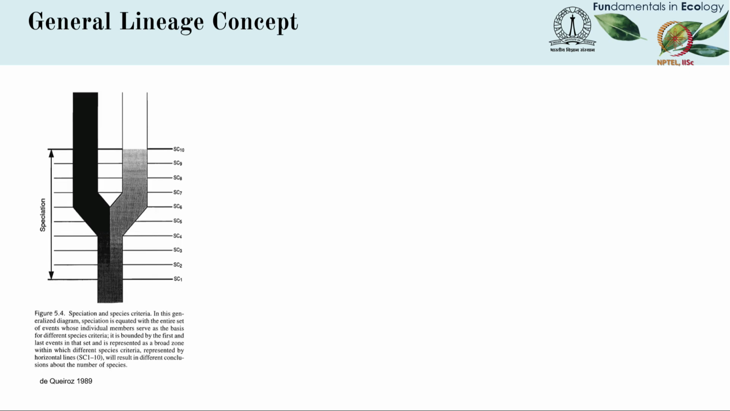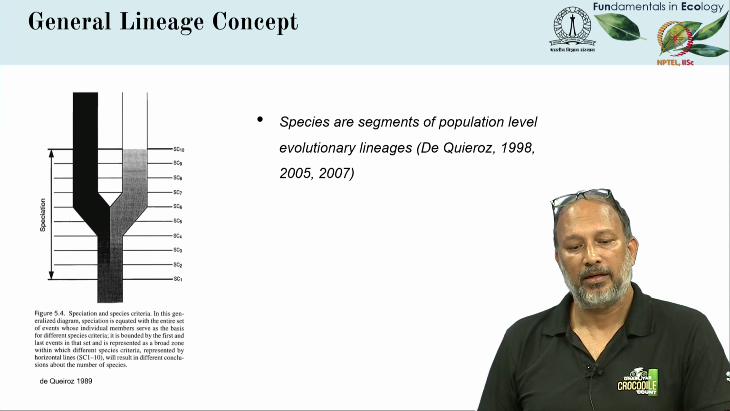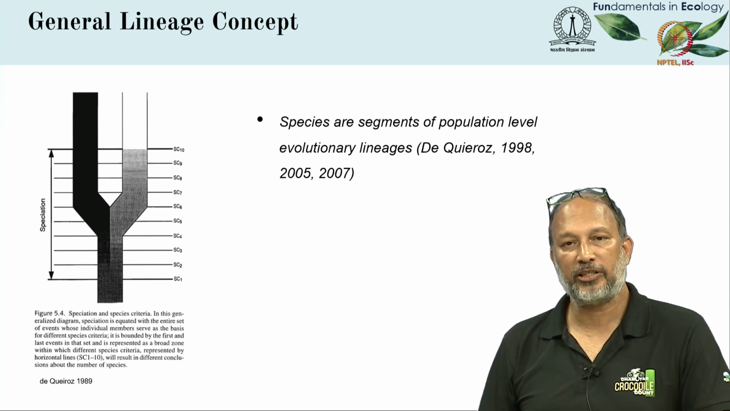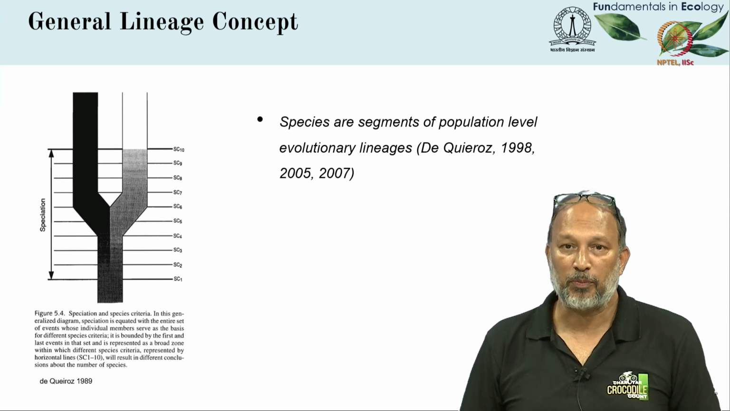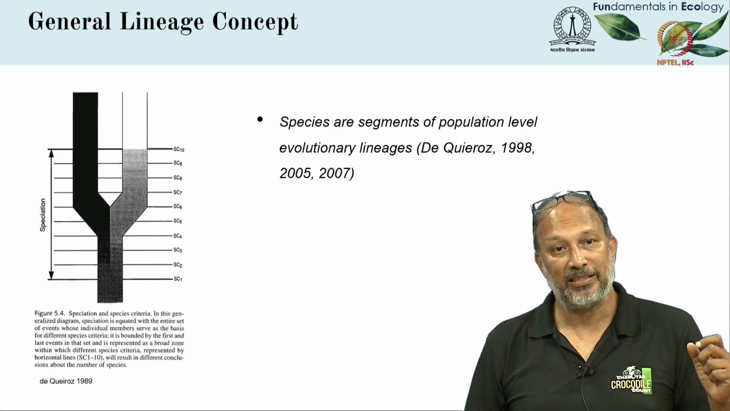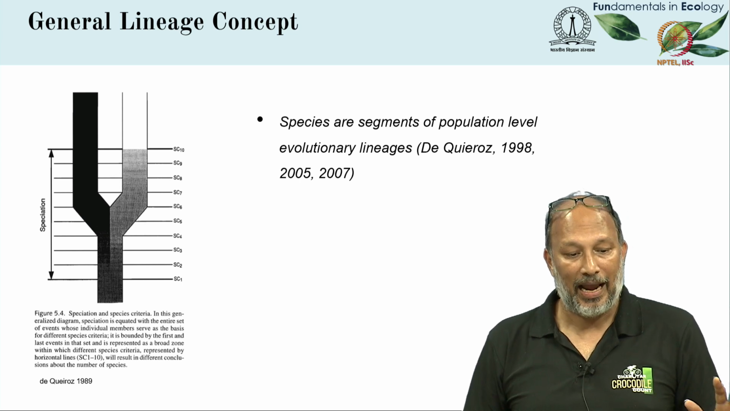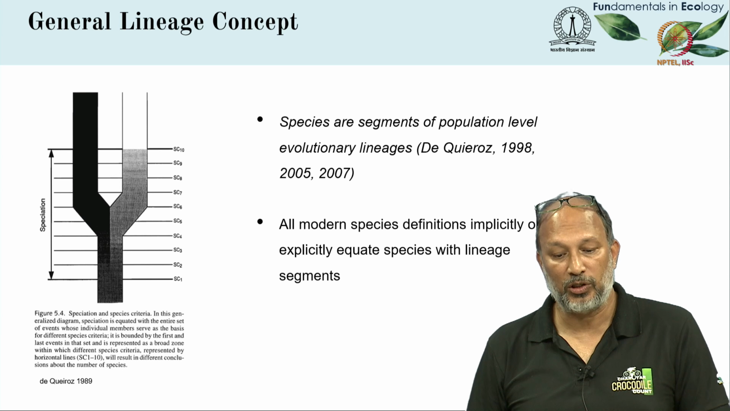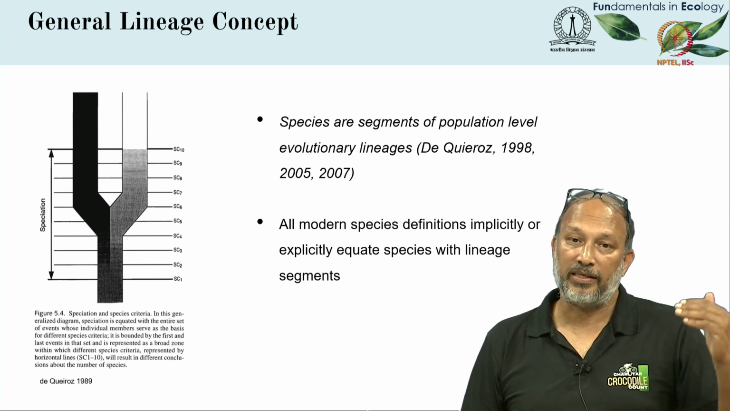This brings us to the general lineage concept. This was proposed by Kevin de Queiroz, originally in the late 80s, and then he elaborated on it in the 1990s and 2000s. De Queiroz's idea is that species are segments of population-level evolutionary lineages. So he's building on the idea that these are groups of populations, but these populations are segments of these evolutionary lineages in evolutionary time. And what species definitions were doing was implicitly or explicitly equating species with different lineage segments.